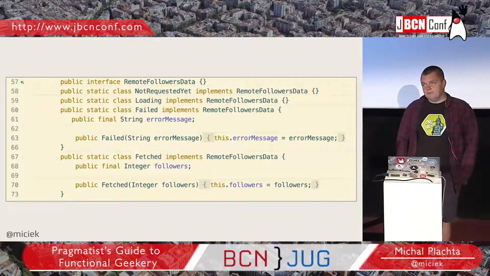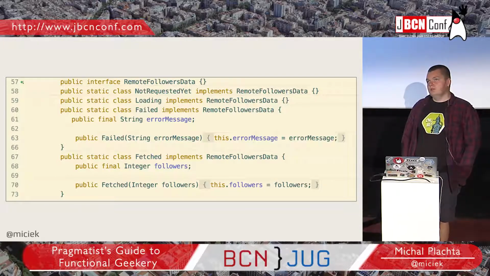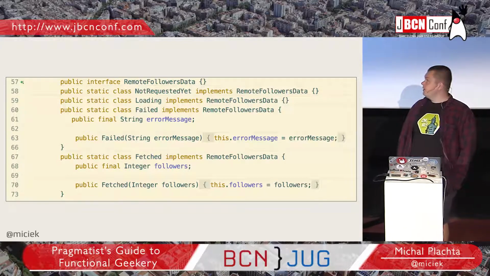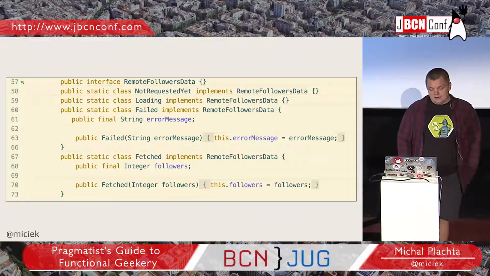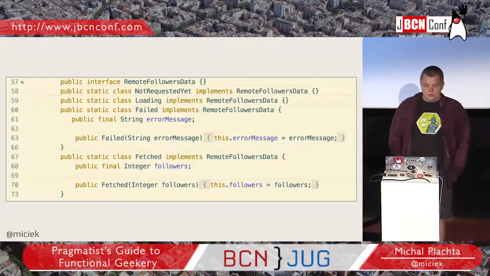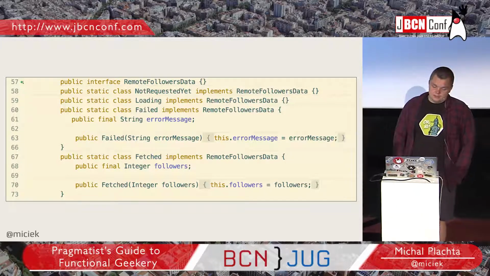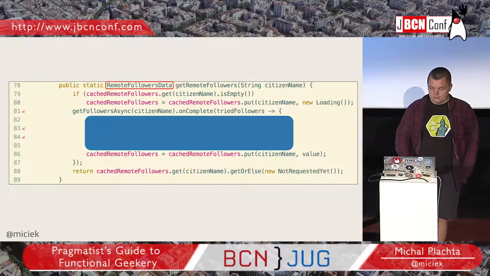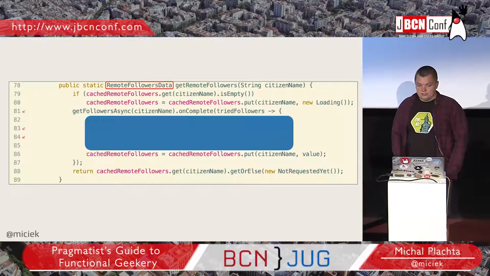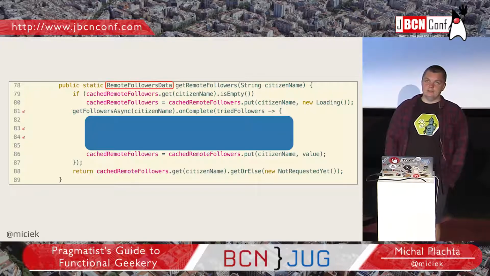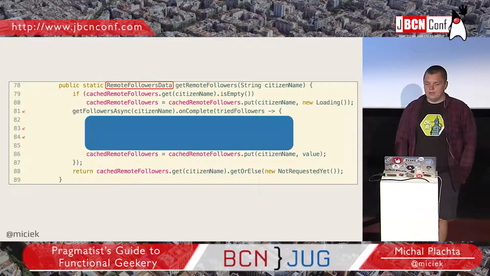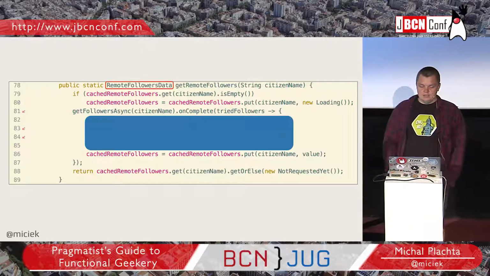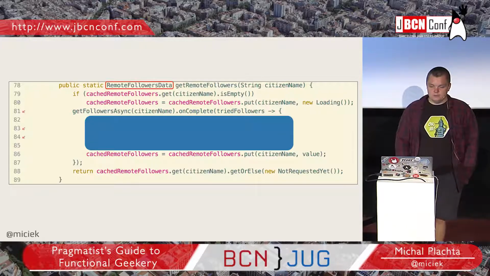Failed models the failed case, so the computation stopped and we got some kind of error, and the error message is conveyed here. And Fetched is a success case, so integer followers are there, and this models that everything worked fine, perfectly. And now we can change in line 78 the signature of our function from this cryptic one to the new ADT one. Okay, getRemoteFollowers now returns RemoteFollowersData.